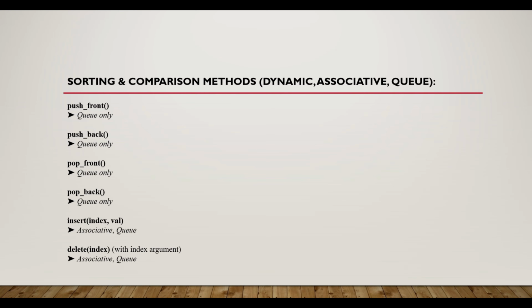Now the insert method is there, where you write the index at which you want to insert the value. You can also use the insert method in associative and queue arrays. The delete method is also there, and if you want to delete some specific index, you are allowed to do that. So this is our final conclusion.